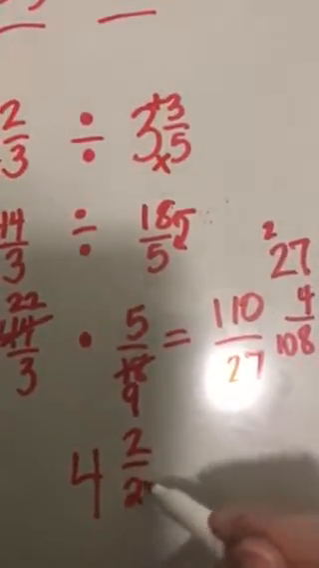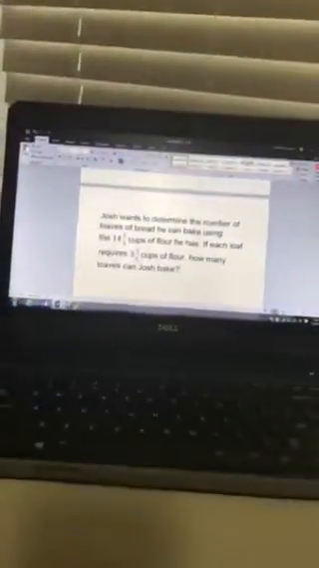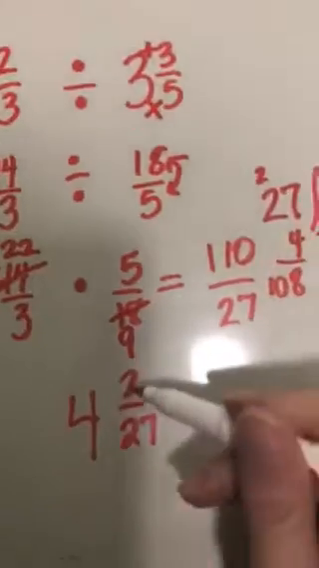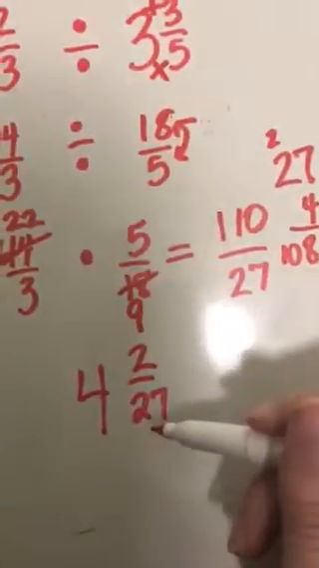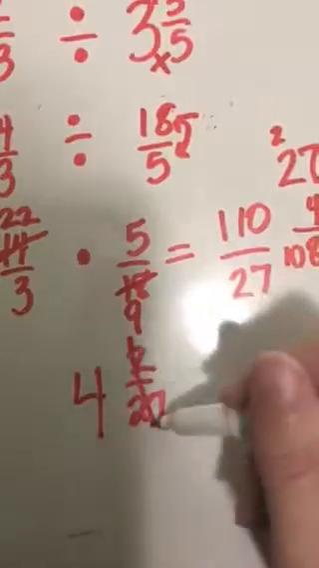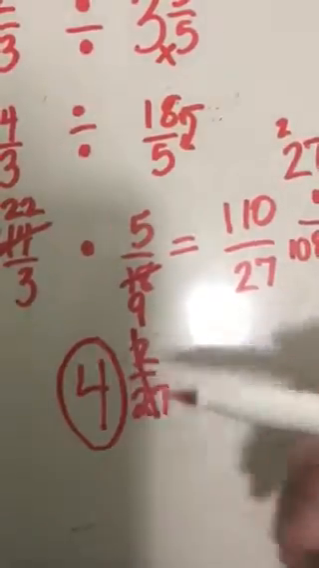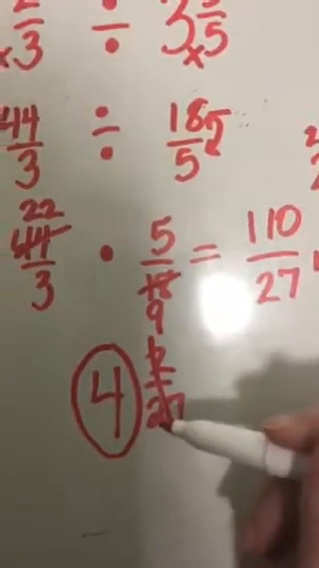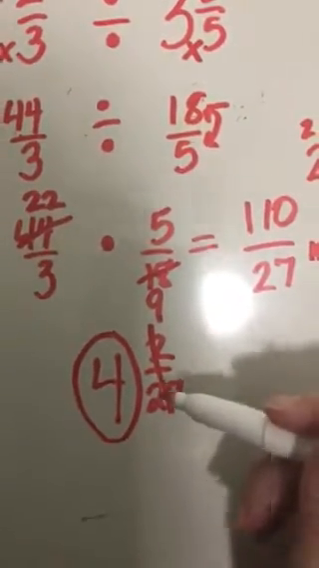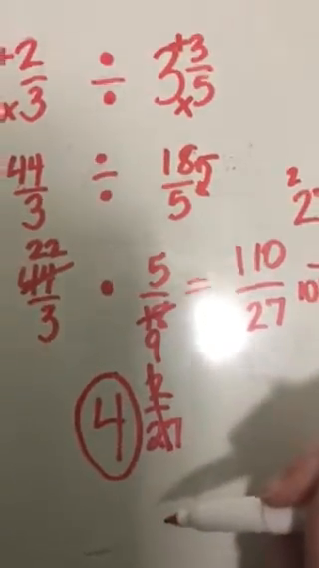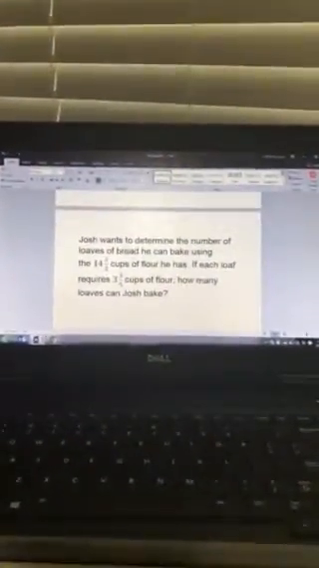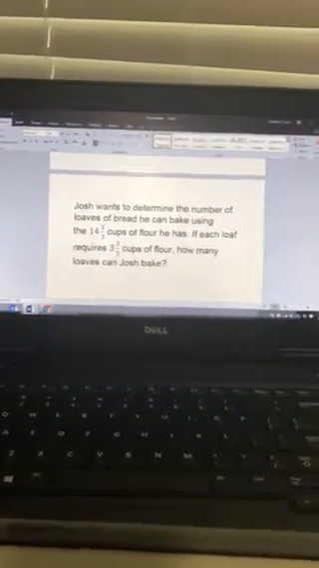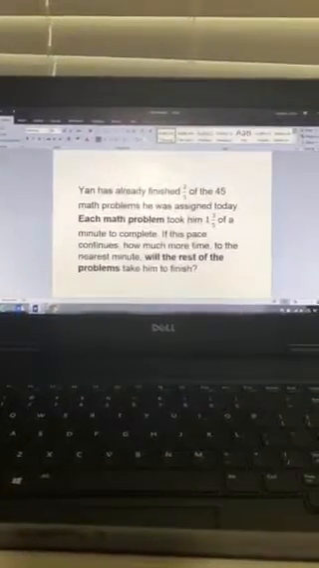Now go back and look at the question here. How many loaves can Josh bake? Well, can Josh bake 2/27ths of a loaf of bread? No. So we would say Josh can bake 4 loaves. Will he have just a little bit of flour left over? Yes, not much, not enough to make another loaf of bread, so he can only make 4 loaves of bread. Again, be careful. These are not the answers to the questions on your quizzes. I've changed the numbers. All right, let's look at one more example.